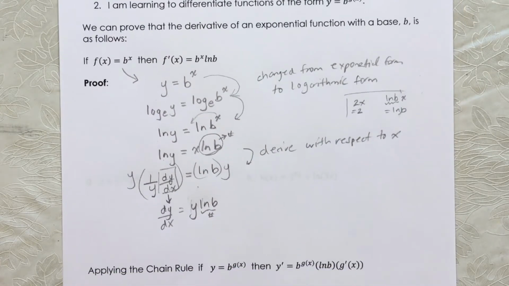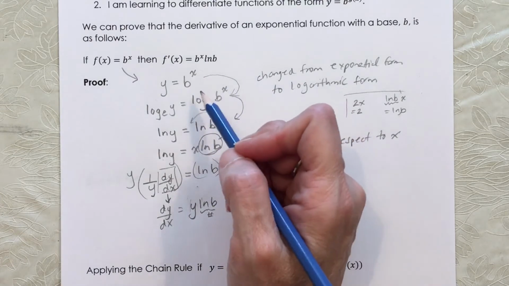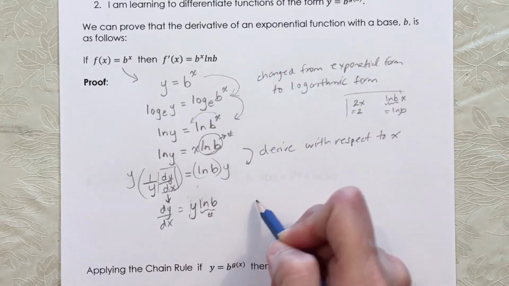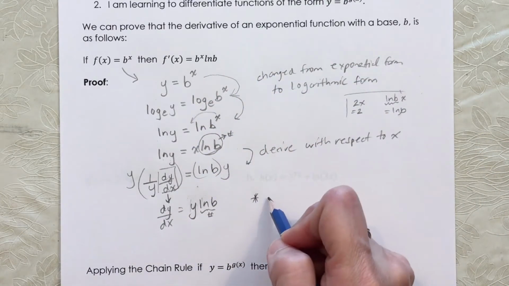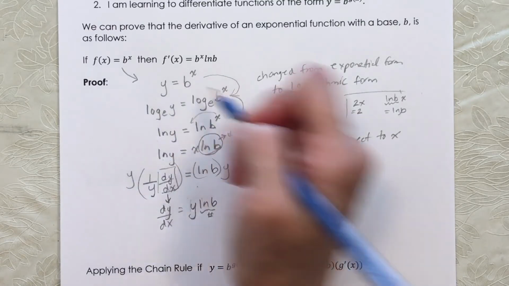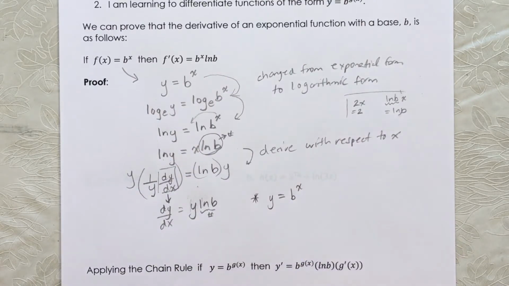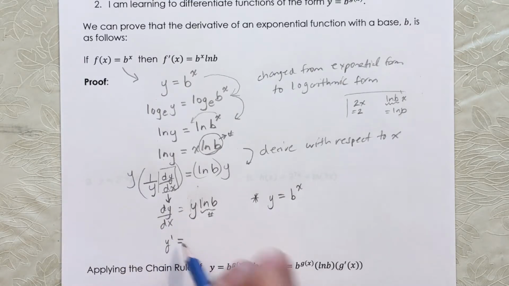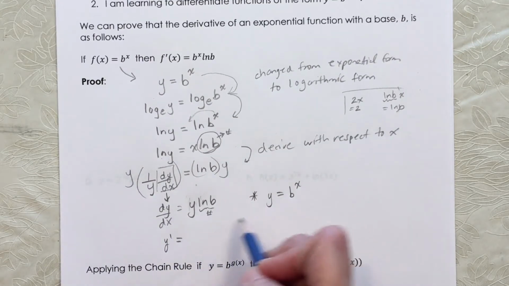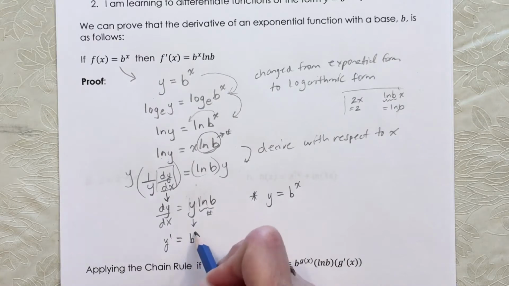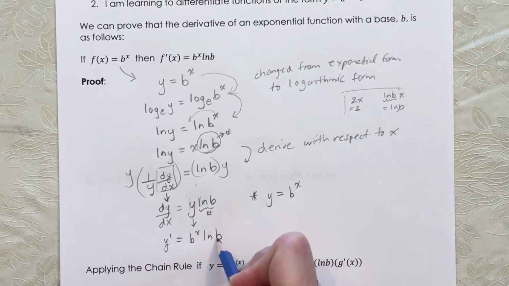But what's y defined to be? So asterisk or star, y is b to the x. And what does dy by dx mean? That means y prime. So y prime is, replace y with b to the x, ln of b.